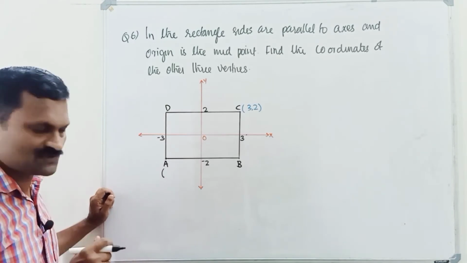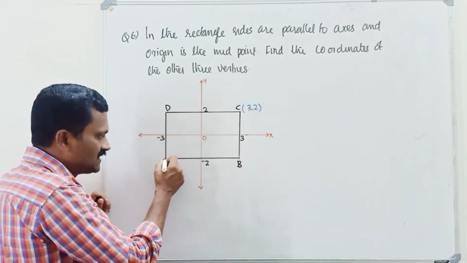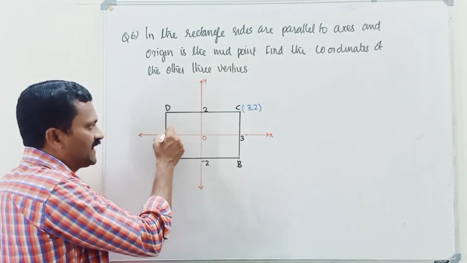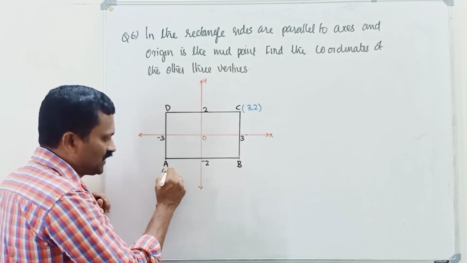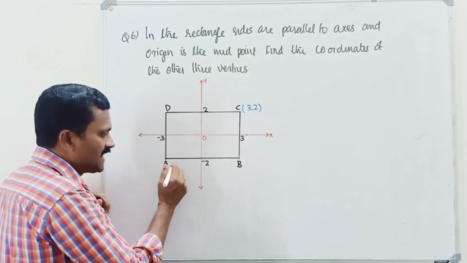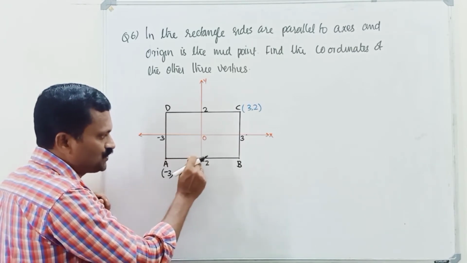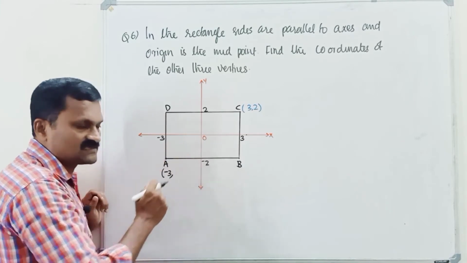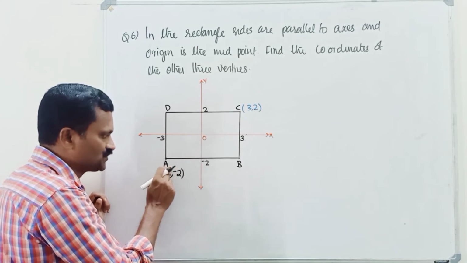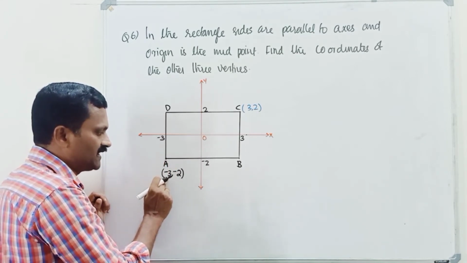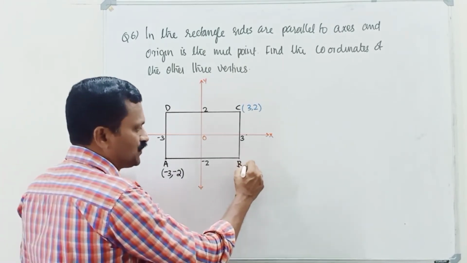How to find x coordinate? From this point we draw a perpendicular to x-axis. If we draw the perpendicular from A to x-axis, it meets x-axis at -3. So x coordinate of A is -3. And what about y coordinate? Draw a perpendicular from A to y-axis. It meets y-axis at -2. So the y coordinate of A is -2. So the coordinates of A is -3, -2. Understood, children? Similarly, tell me the coordinates of B.